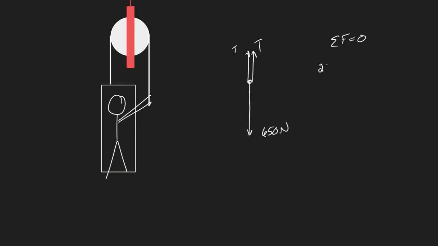So 2T minus 650 equals 0. So T has to be 325. But then you wish to move upwards. Now, by the way, this system could have been moving upwards, and it'd be the same answer.